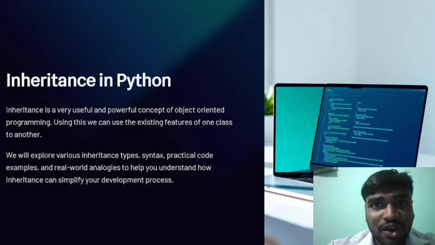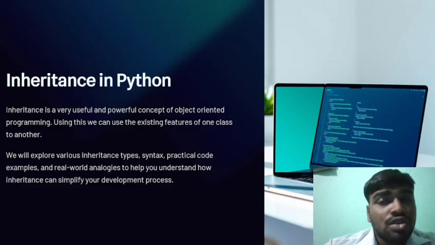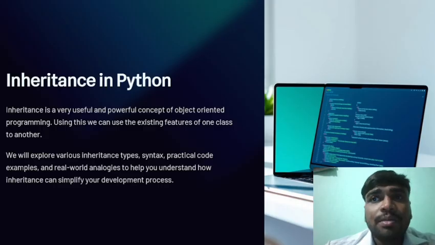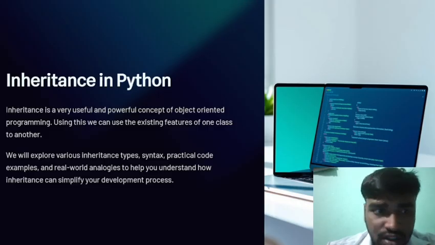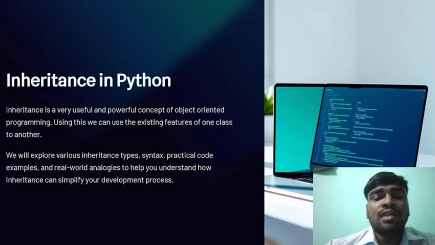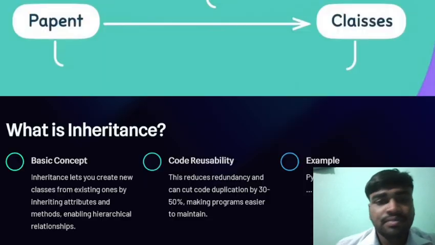Today I'm going to explain the inheritance concept in Python programming, which comes under OOPS concepts. Inheritance is nothing but acquiring the information from the parent class to the child class. Inheritance is a very useful and powerful concept of object oriented programming. Let us explore the things in it.